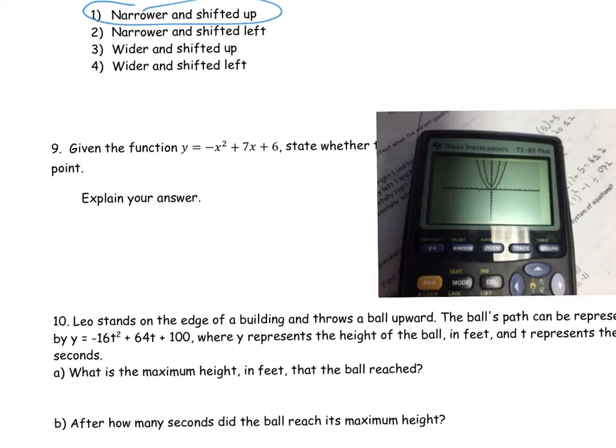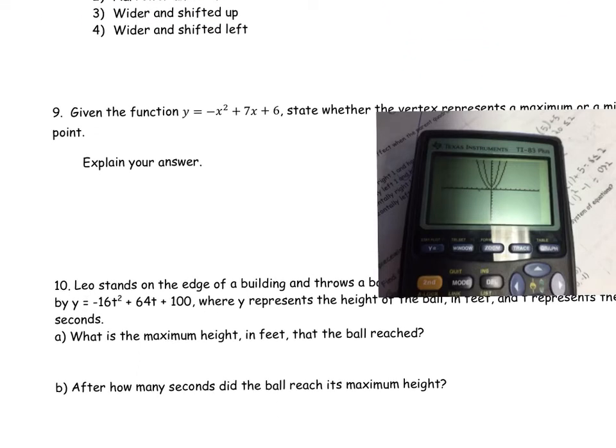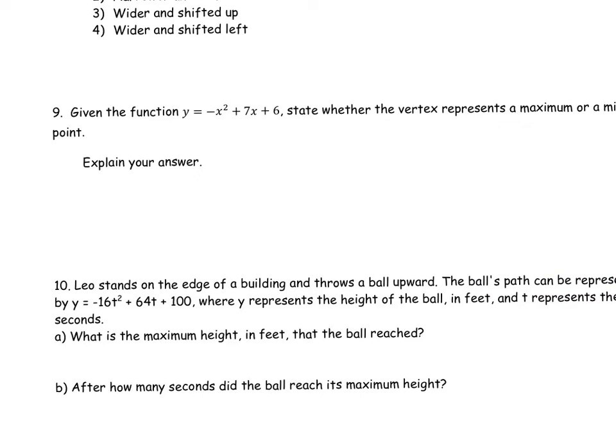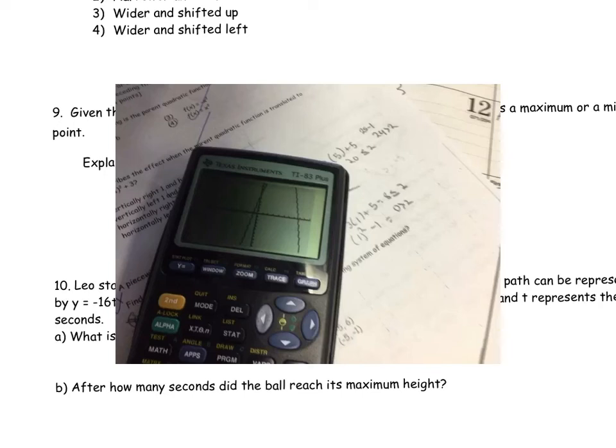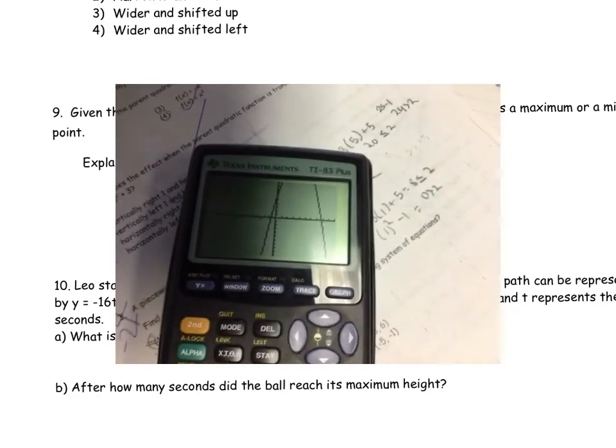All right, next. Okay, given the function, state whether the vertex represents a minimum or a maximum value. All right, graph it in the calc. First of all, guys, notice negative leading coefficient. So negative leading coefficients, is that a smile or a frown? Negative leading coefficient, right here. That's going to be a frown. Now, frowns have a maximum value. Frowns have a maximum value, okay?